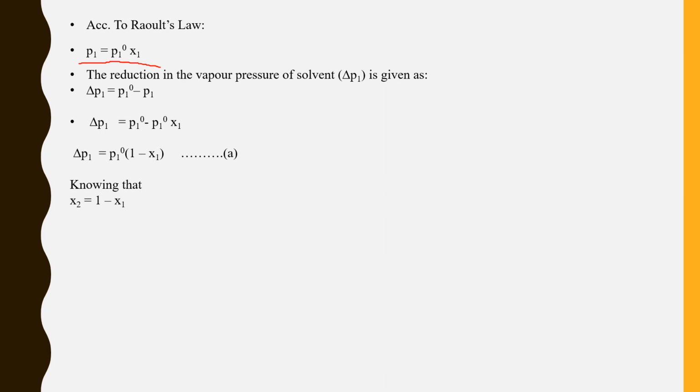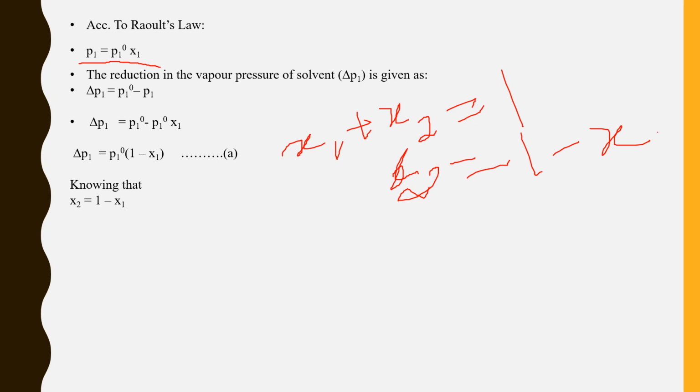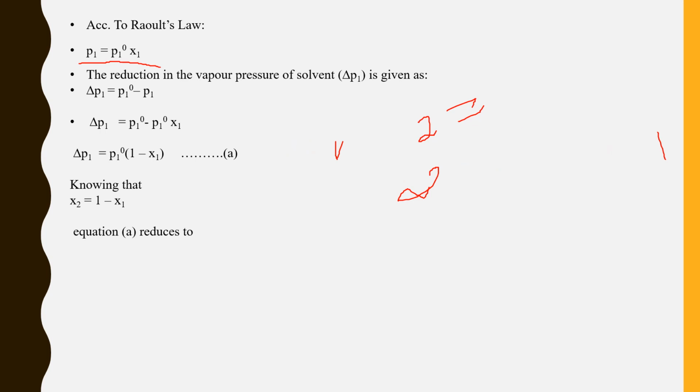As we know, x1 plus x2, the mole fractions of the two components, is always equal to 1. So from here x2 equals 1 minus x1. Now putting the value of x2 in equation A, what will we get? We will get delta P1 equal to P1 naught into x2. This will be equation B.